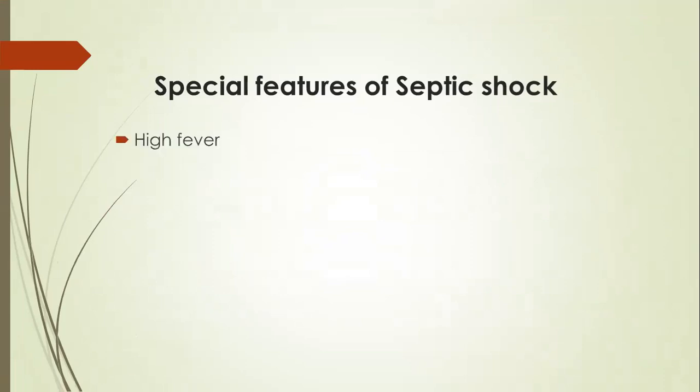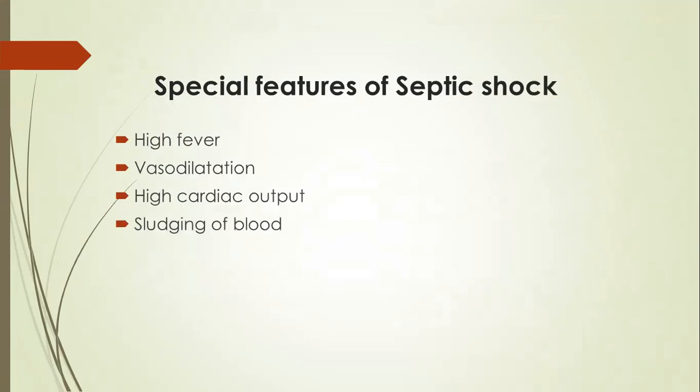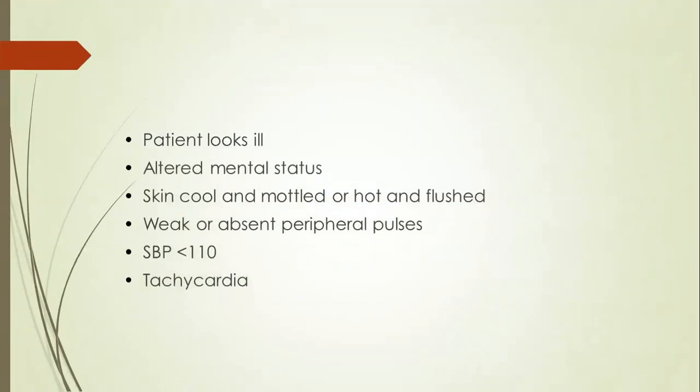Instead of cold and clammy features, in these particular conditions you get high fever, you get vasodilation, and there is high cardiac output instead of low cardiac output, very commonly observed. There is sludging of blood, and due to this there is a disseminated intravascular coagulation. These features, we can again go back and see in your text. So these are very important features which can differentiate between other types of shocks. So these are the special features.